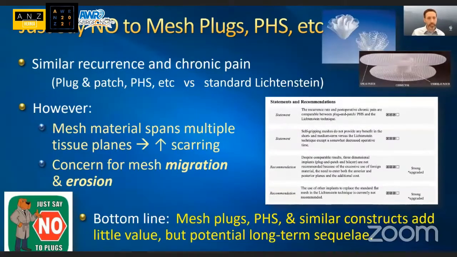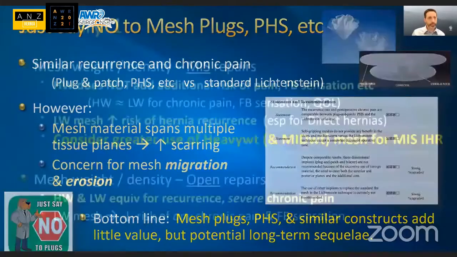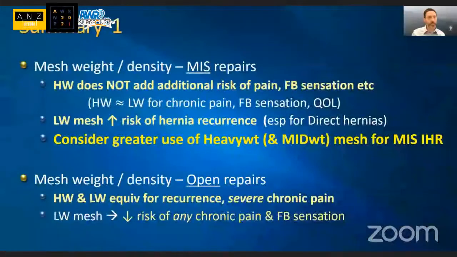And I've put in here the international guidelines from HerniaSurge, and they also make strong recommendations to avoid mesh plugs or Prolene Hernia System and the like. So to summarize, when it comes to mesh weight density for MIS repairs, the interesting thing is that heavyweight mesh does not add any additional risk of pain or foreign body sensation. A lightweight mesh increases the risk of hernia recurrence, especially for direct hernias.